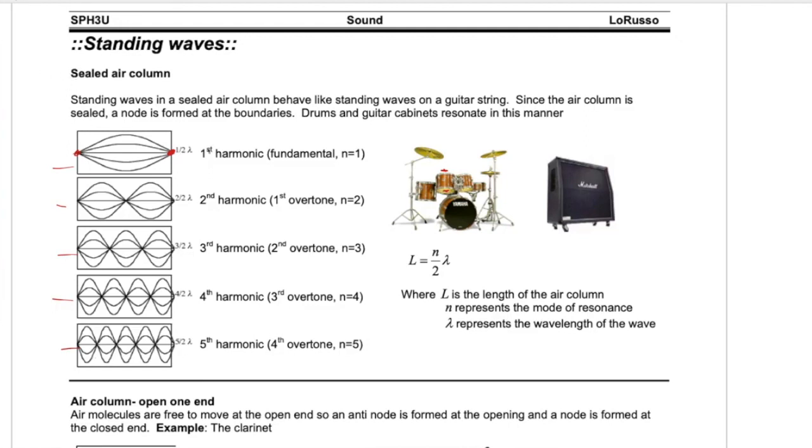So sealed at both ends air column, a best example would be, you know, your drum kit with a skin on the top and skin at the bottom. I also have a guitar amplifier cabinet. A sealed guitar cabinet also operates in this way. So like a classic Marshall cabinet, speaker cabinet is sealed. So we have the speaker here and it's a closed back. So it's this type of resonance.